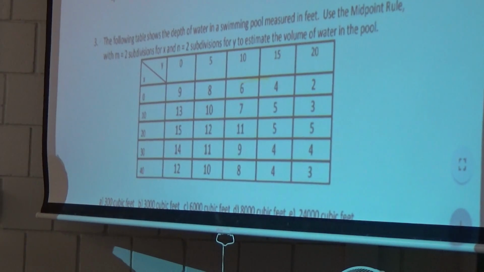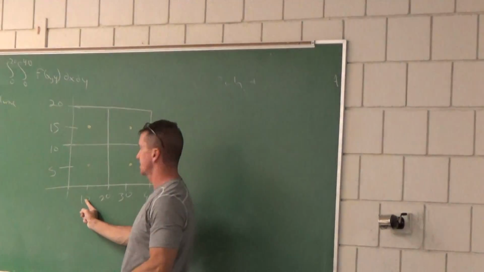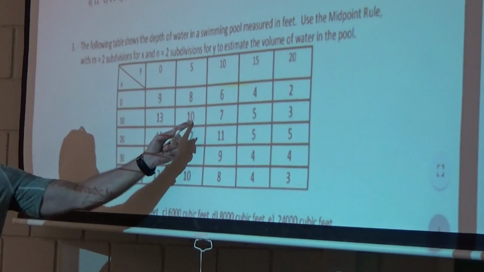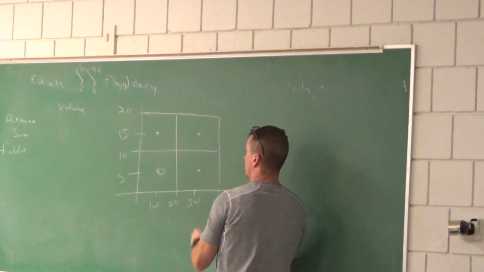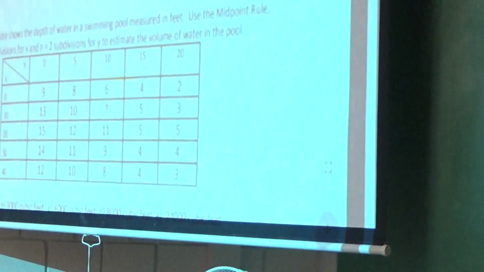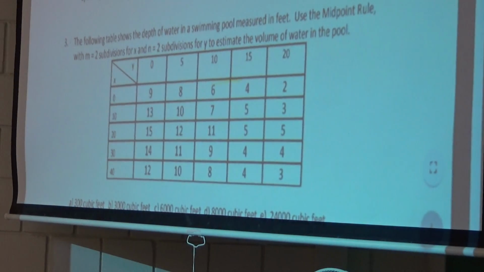So let's do it. Help me read this. What's going on when x is 10 and y is 5? Right, the depth is 10. So I'll put a 10 here. How about when x is 30, y is 5? 11?